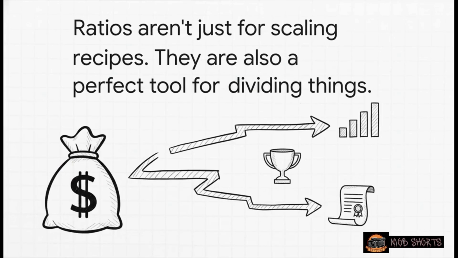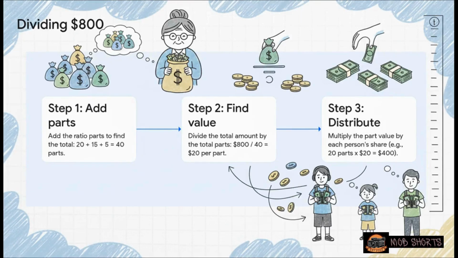But ratios aren't just for scaling things up. They're also an incredibly cool tool for dividing things up fairly, whether that's profits, an inheritance, or even just a cash prize. Imagine a grandmother wants to share $800 among her 3 grandkids based on the ratio of their ages, 20, 15, and 5. So first, we add up the parts of the ratio, 20 plus 15 plus 5. That gives us 40 total parts. Then we divide the total money by the total parts. $800 divided by 40 means each part is worth 20 bucks.